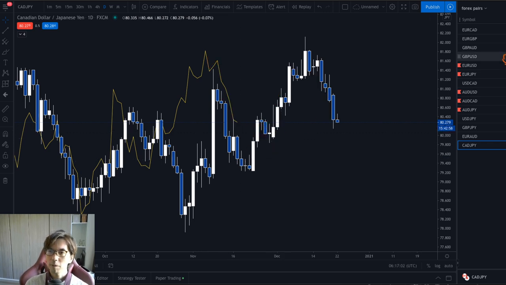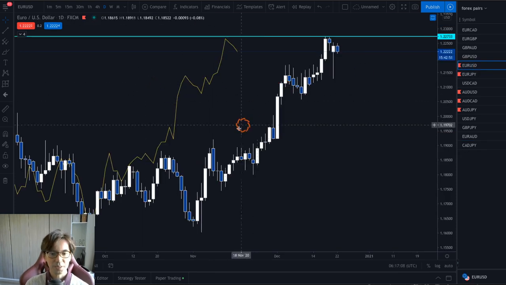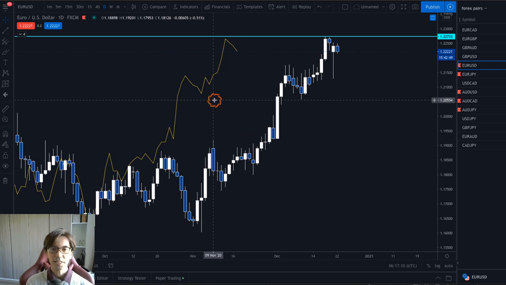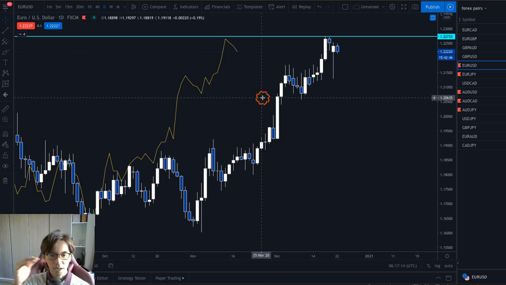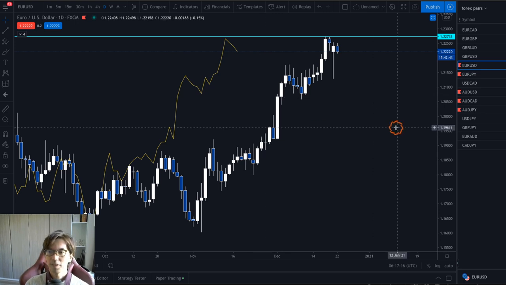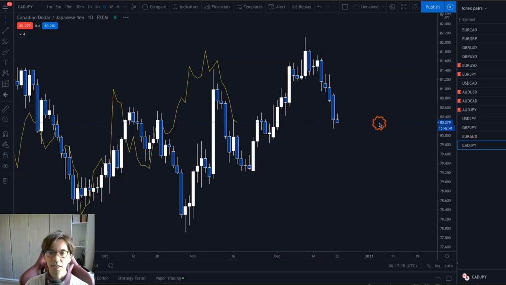So remember, EUR USD or EUR JPY was a beautiful uptrend. This is what we're looking for. We see the distance between the Chikou Span and the candles, and this is the stable bullish momentum. But right now, if you see the CAD JPY, the Chikou Span is too close to the candles, so this is not ideal to look for a buy chance.